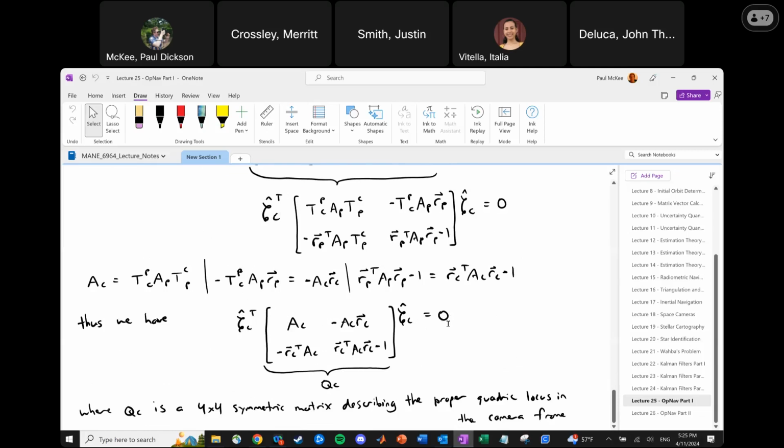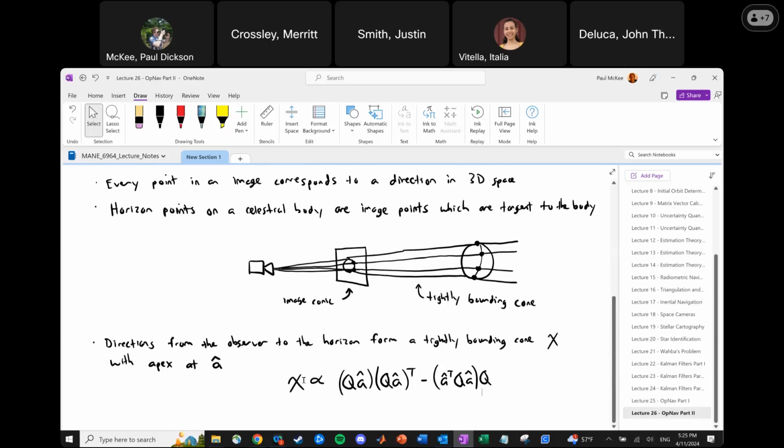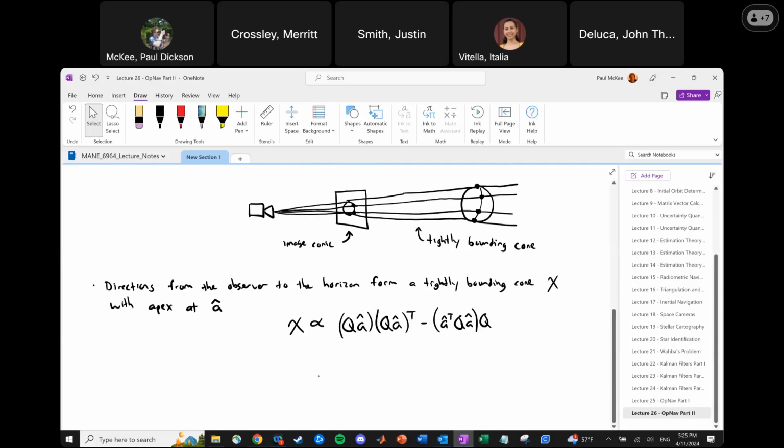So Q is the 4x4 symmetric matrix describing this quadric locus in the camera frame. Well, Q is back again. And the relationship between Q and the apex location gives us this information about chi, the tightly bounding cone. So let's add some more information here. Chi is a 4x4 symmetric matrix of rank 3.